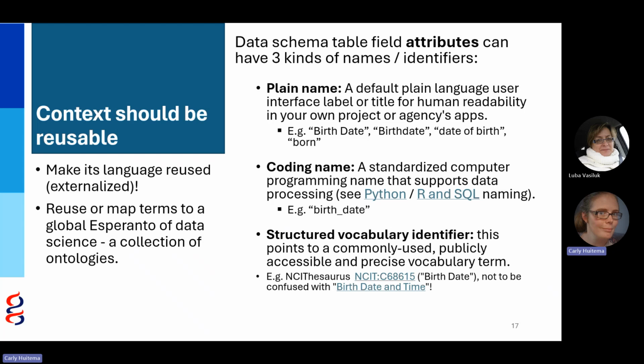And then lastly, the structured vocabulary identifier. This points to a commonly used, publicly accessible, and precise vocabulary term. That's the icing on the cake in terms of comparability. That's the one thing that machines can't know, when two data item fields are actually comparable, just by their label or even by their coding name. But we need a semantic reference or a controlled vocabulary reference to know if any two data sets are comparable on some field. So how do we get a data schema that can do all three of those things?